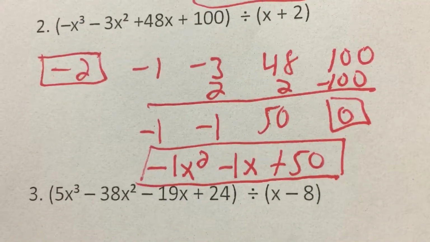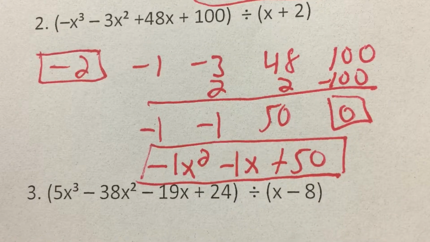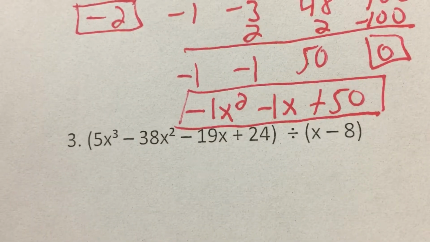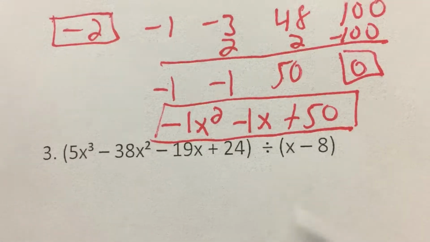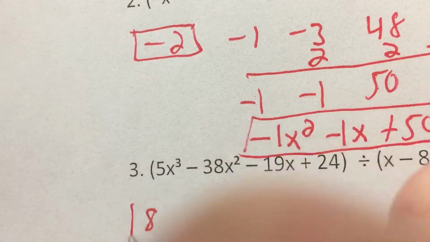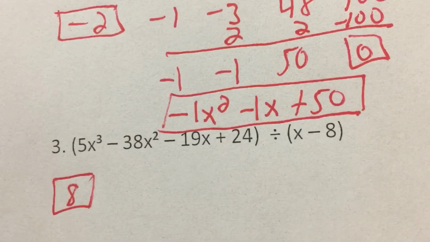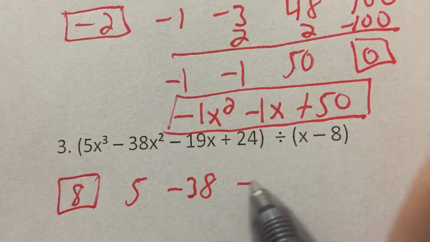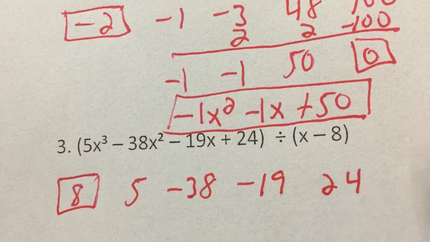Like so. Remember that you can stop this video, pause it at any time, if you want to try this next one before I show you how to do it, for example. Feel free to do so. Box number is going to be a positive 8. My coefficients are 5, negative 38, negative 19, and 24.